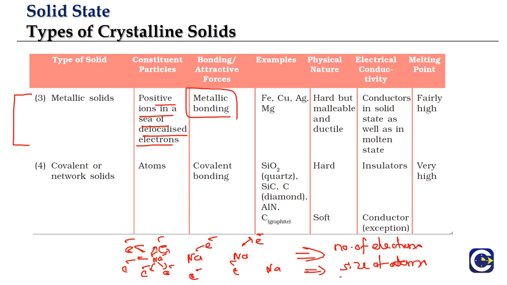So if we have more number of electrons released, the strength of the metallic bonding is going to be higher, and if the size of the atoms is lesser. So these are the two preferable conditions. What are the two preferable conditions? Number of electrons released must be high and size of the atoms must be low.